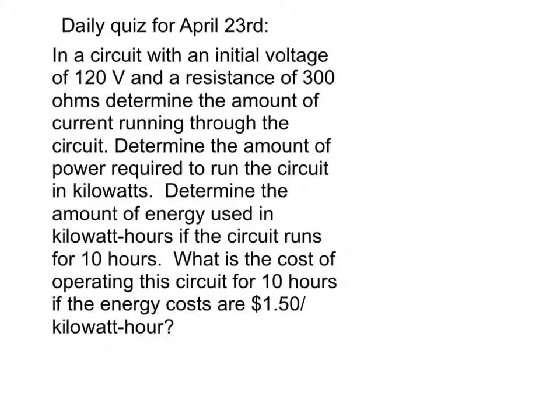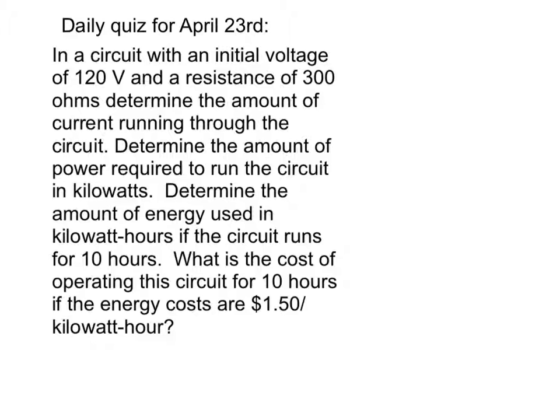In a circuit with an initial voltage of 120 volts and a resistance of 300 ohms, determine the amount of current running through the circuit. Then determine the amount of power required to run the circuit in kilowatts. Then determine the amount of energy used in kilowatt hours if the circuit runs for 10 hours. And then, what's the cost of operating that circuit for 10 hours if the energy costs are $1.50 per kilowatt hour? Okay, so first we're going to use Ohm's law.